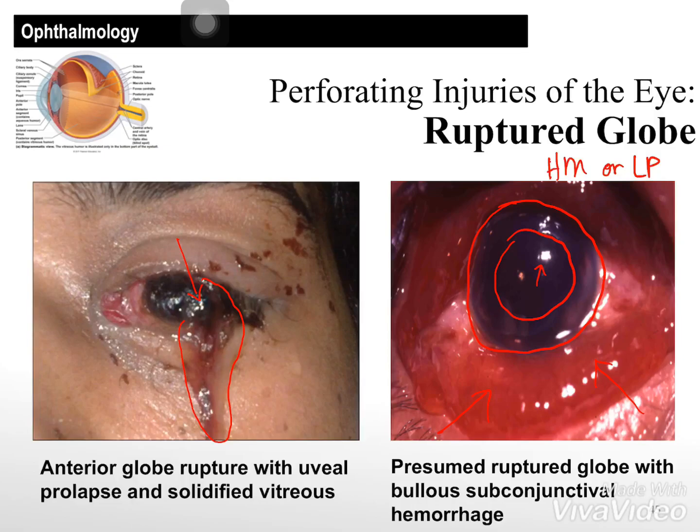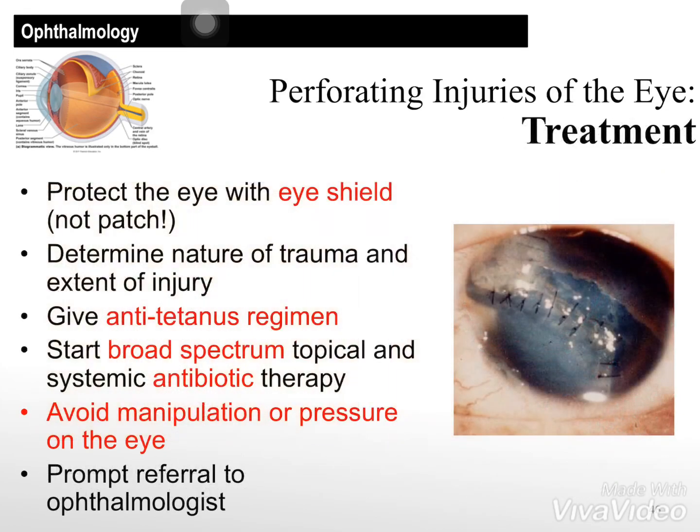You will notice that the conjunctiva is full of blood underneath. This is your subconjunctival hemorrhage, severe. This sign is very important because it will indicate to you that there is a rupture behind or at the back of the globe. So we put this eye as a presumed globe rupture. This is common among blunt injuries to the eye.